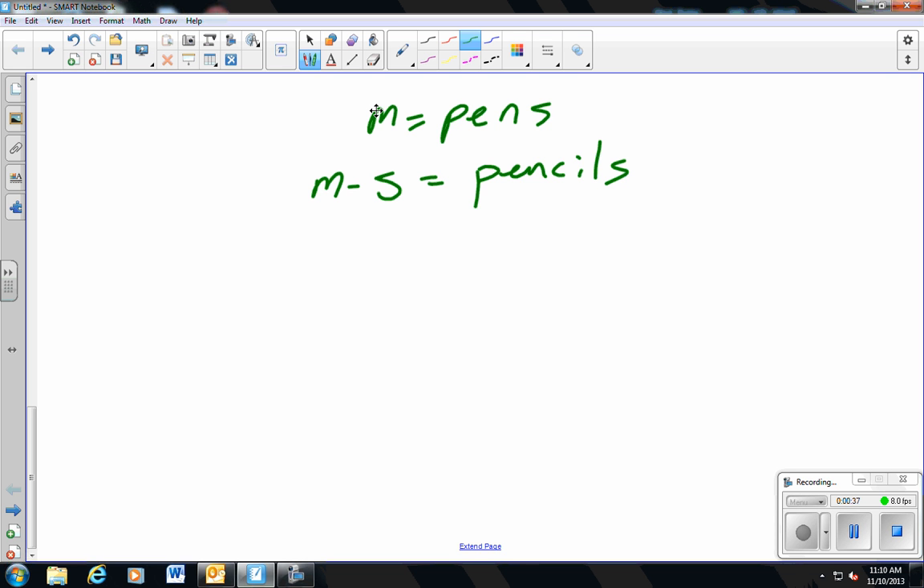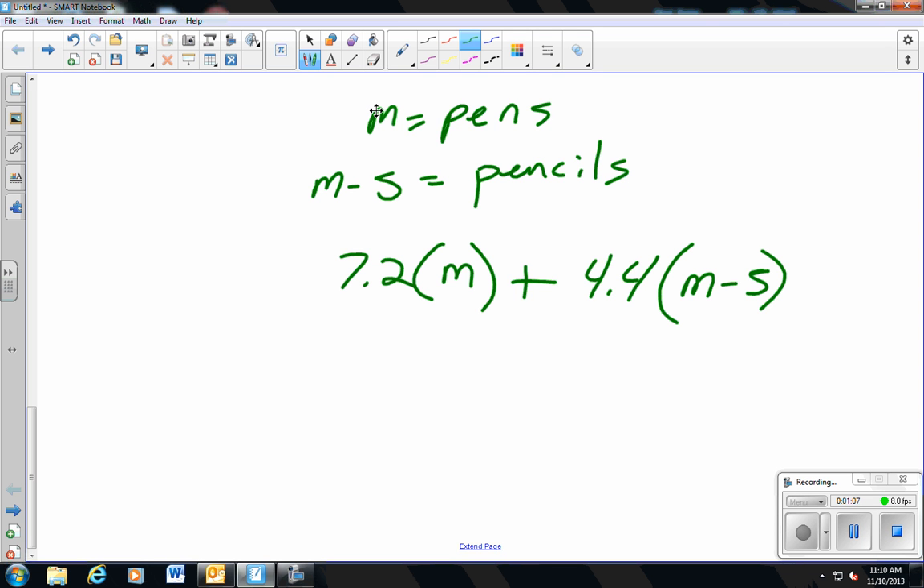We don't want two variables if we can avoid it, and we can avoid it. So M is pens, so M minus 5 would be pencils because we have 5 fewer pencils than pens. They want to know an algebraic expression for the total amount that she spent. So pens cost $7.20, so we write 7.2 times M, the number of pens, plus pencils cost $4.40, or 4.4 times M minus 5, how many pencils we've got.